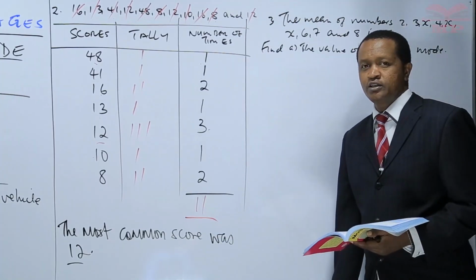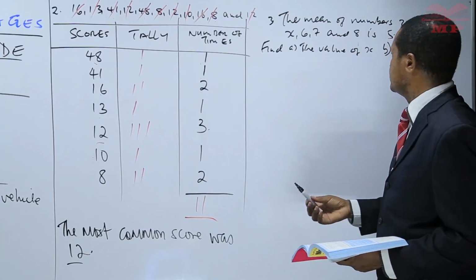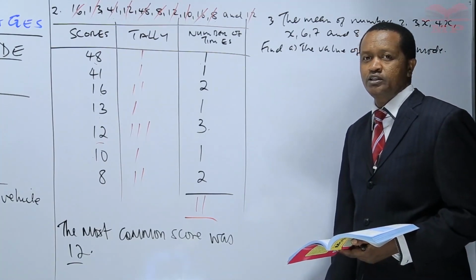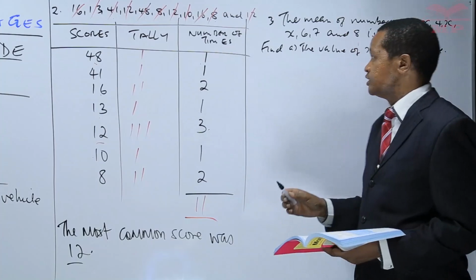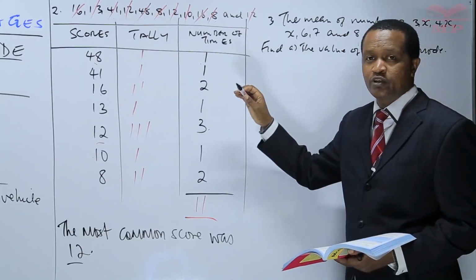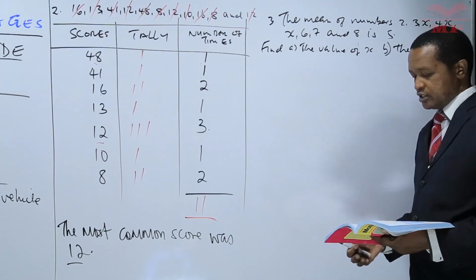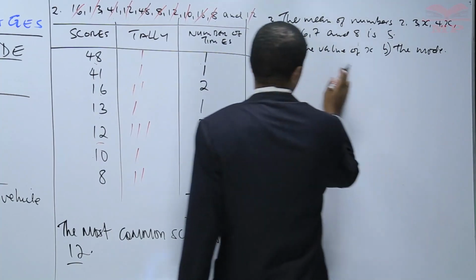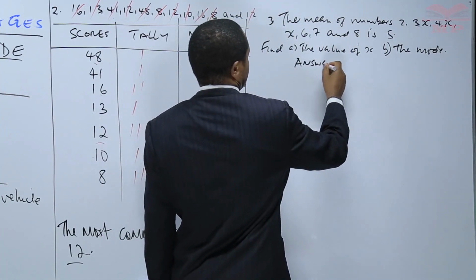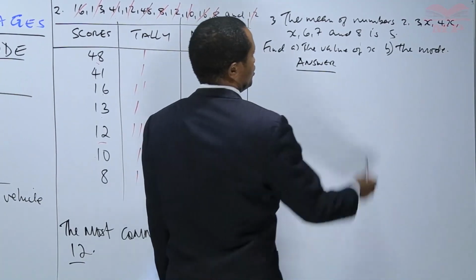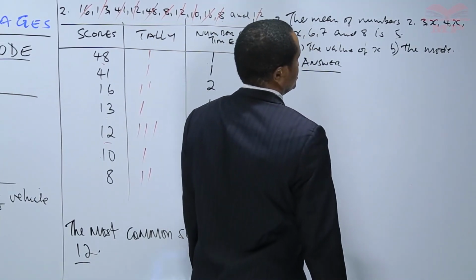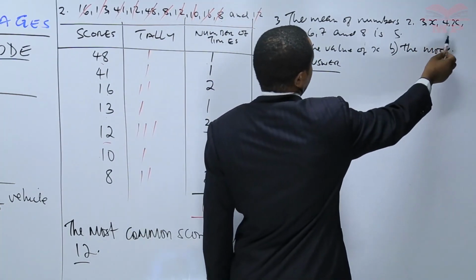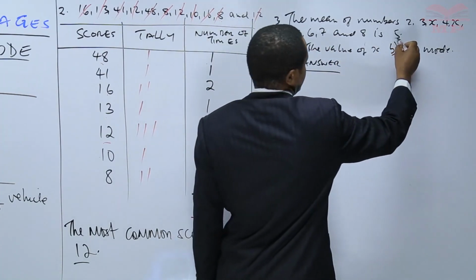So learners, in this question we are required to find the mode, and from our last lesson we were revising the mean. In this question we have combined an element of the mean so that we can calculate the mode. So let us have the answer. The mean of numbers 2, 3, x, 4, x, 6, 7 is 5.